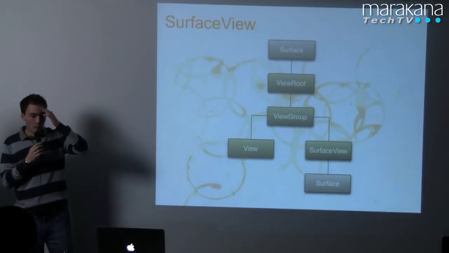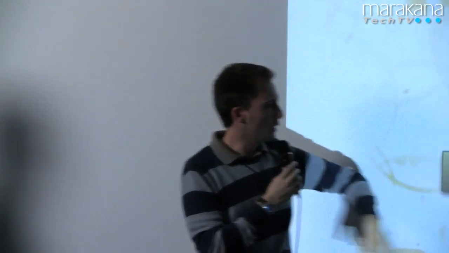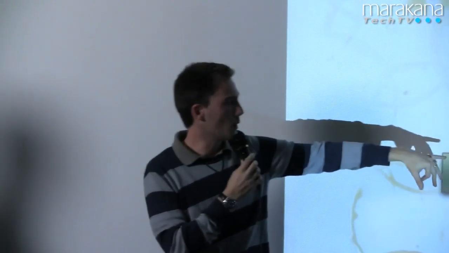Surface view, so I talked about it a couple of times. A surface view is a very special view that gives you access to a surface. So the way it works, and you can see here that we have a view root at the top with its own surface, so that's the drawing buffer of your window. And if you put a surface view in your UI, we will give you a surface that you can manipulate directly. And the way it works is like this.